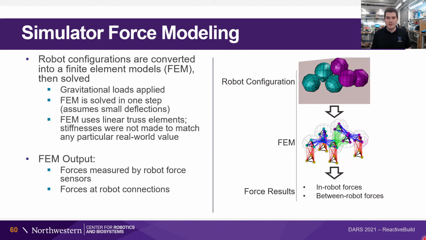The forces themselves are calculated using the finite element method. If you're not familiar, it's essentially a way of going from a given configuration, turning that into a big matrix math equation, which you then solve. From that, we get essentially two types of values. We get the in-robot forces, so that's the actual force sensor measurements. And we get the between robot forces, which are really what we care about. It's the forces at the connections between the robots.